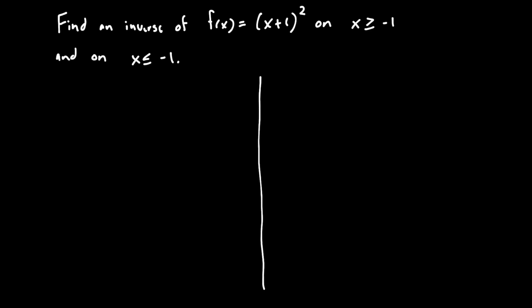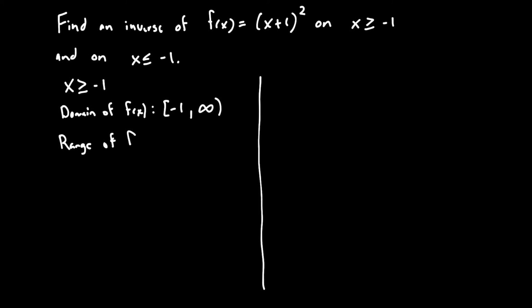In the first case, we'll be looking at the interval when x is greater than or equal to negative 1. And so this means that the domain of our function f of x is going to be all numbers that are greater than negative 1. And the range of our function f of x is going to be from 0 to infinity.